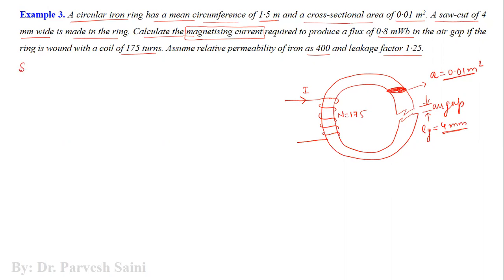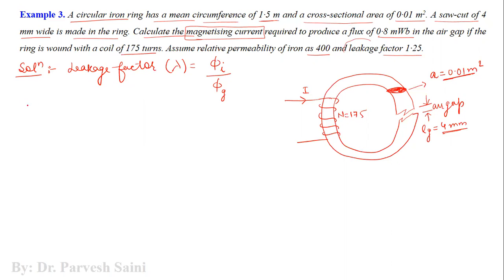Now the solution to this question is quite simple. First of all, because the leakage factor is given here, and leakage factor is basically, let us say it is denoted by lambda, which is nothing but the ratio of the flux associated with the iron path and the flux associated with the air gap, right? Because if we are giving the leakage factor, that means there is some flux which is getting leaked, right? So we have to consider this also, right?